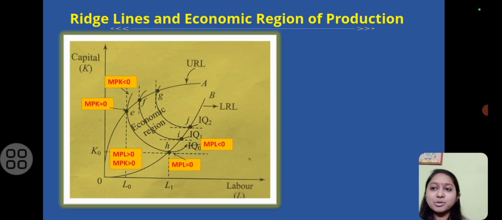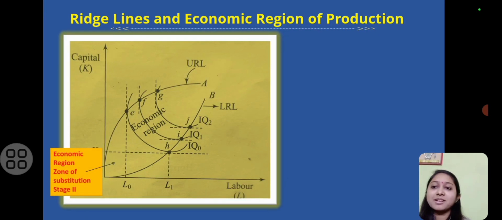Now let's check more. As discussed, E, F and G are parallel to capital and their marginal product of capital will be 0. Then for points H, I, J, their MPL is 0 and the lines connecting those are the ridge lines. In the economic region, both the marginal productivity of labor and capital will be positive, and this is often asked in MCQ based questions. This economic region is the zone of substitution and it is also known as stage 2, where a rational producer would like to produce.